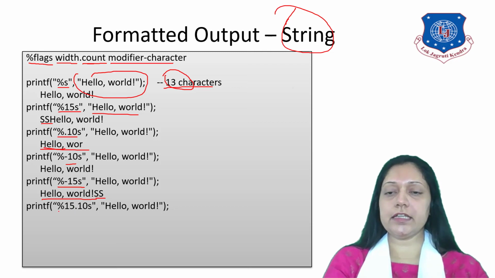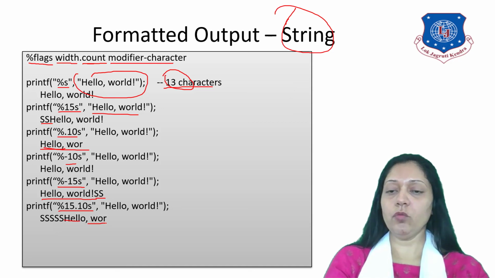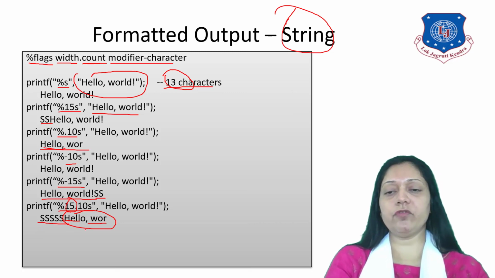Next one is %15.10s. It means the width is 15 and we want to display a total of 10 characters from Hello, World!. So Hello, WOR, right? This constitutes your 10 characters. Total the width is 15, so extra 5 spaces would be added before Hello, WOR.